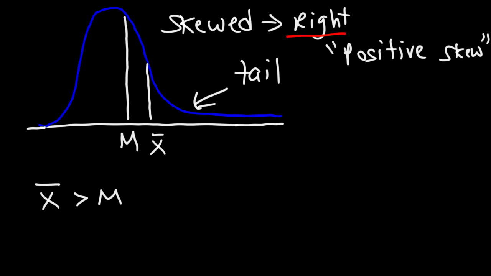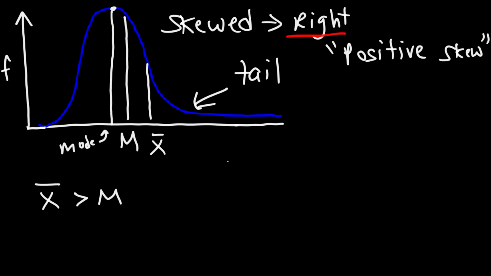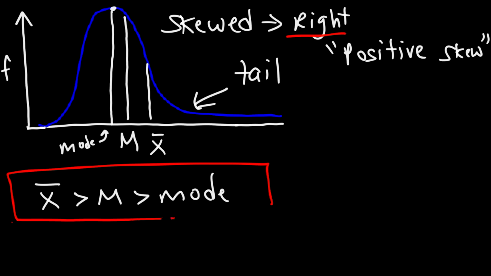Now what about the mode? The mode occurs at the highest frequency. So basically at the top of this graph. So the mode would be right here. So notice that the mode is less than the median, or we can say that the median is greater than the mode. So in a unimodal distribution, the mean is going to be greater than the median, and the median will be greater than the mode.